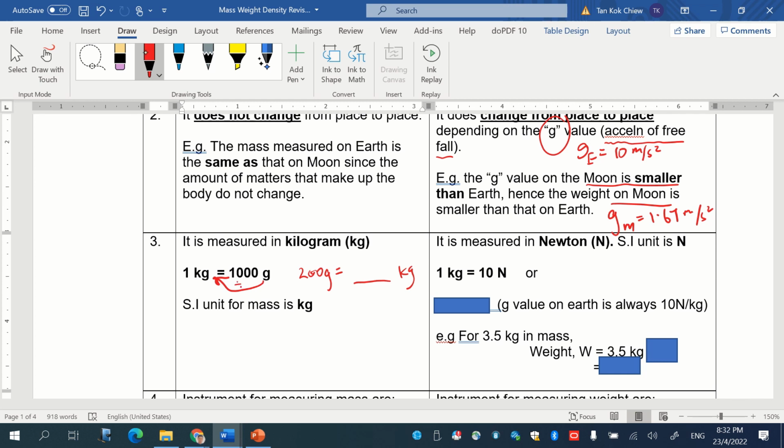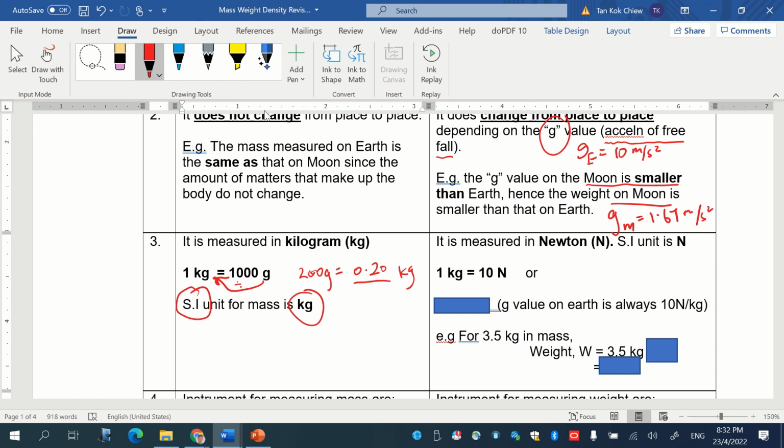So it will be 0.20 kilogram. At least two significant figures. And please note that the SI unit for mass is kilogram. Okay, SI unit for mass is kilogram.